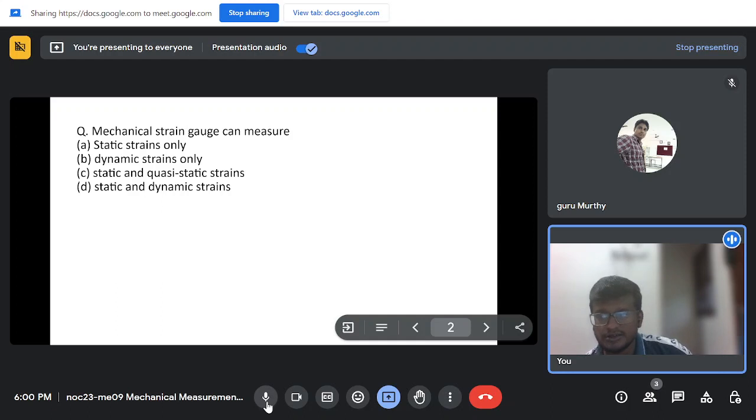I'll repeat. A mechanical strain gauge can measure A. Static strains only, B. Dynamic strains only, C. Static and quasi-static strains, D. Static and dynamic strains. So the answer is static and quasi-static strains. You cannot measure dynamic strains.